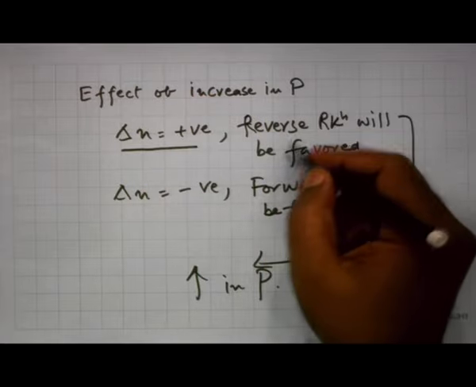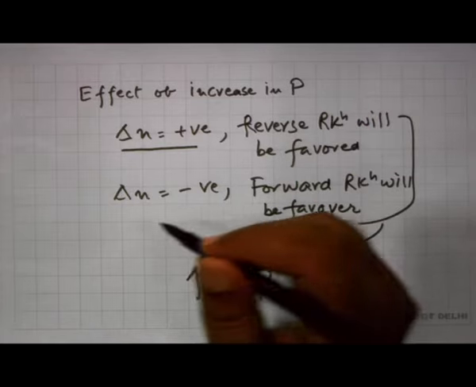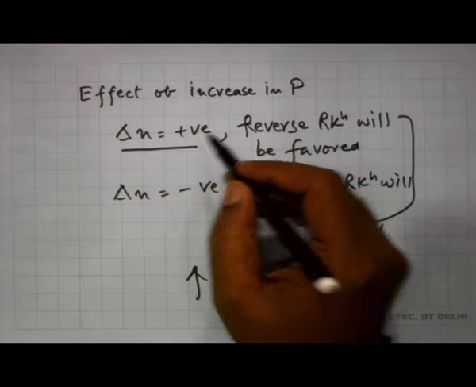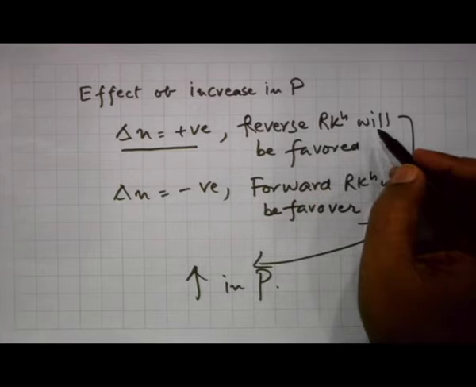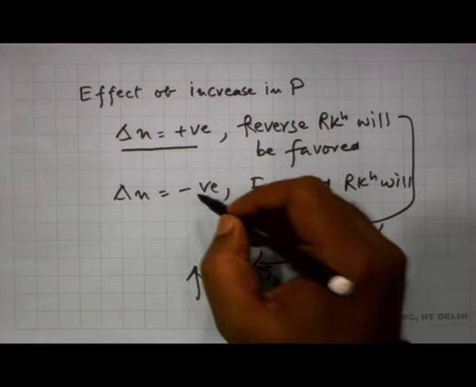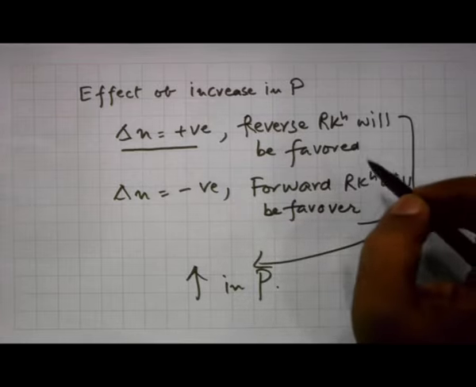So, this is about when I increase the pressure. If the reaction has a positive delta n, an increase in pressure will favor the reverse reaction, whereas if delta n is negative, an increase in pressure will favor the forward reaction.